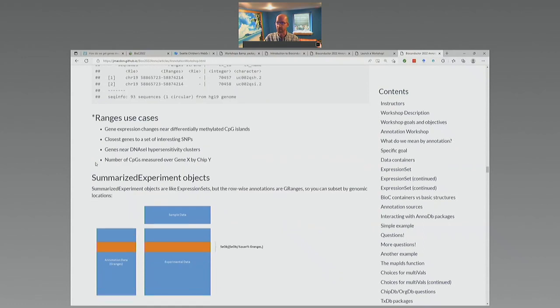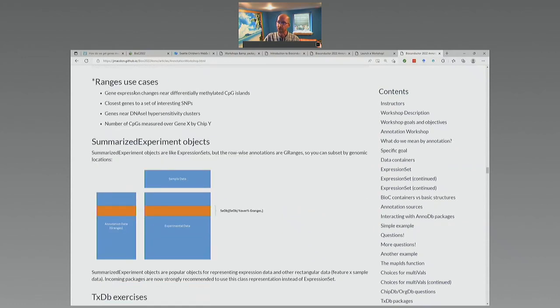So the use cases for this is looking at gene expression changes near differentially methylated CpG islands. So you could do something where if you've got methylation data and we know, okay, this region of the genome has got differential methylation, what genes are in that region? Maybe you've got gene expression data, what genes are in that region within like a megabase or whatever, and which one of those are differentially expressed.